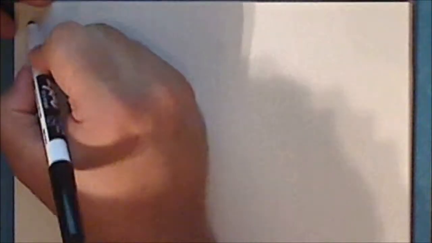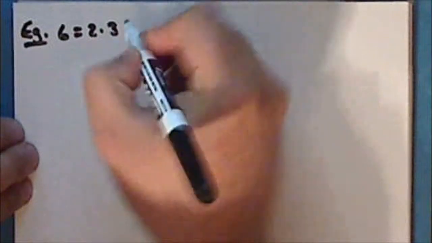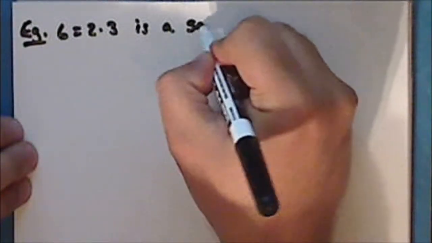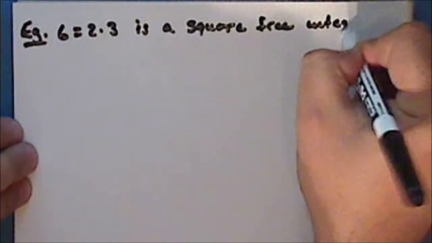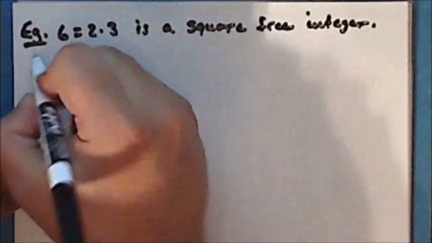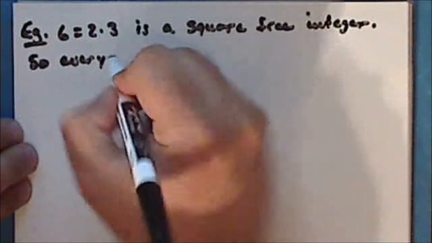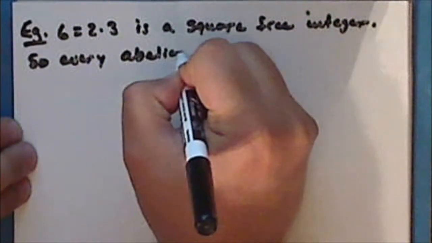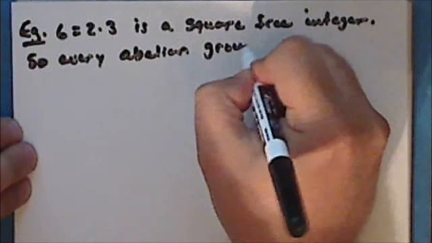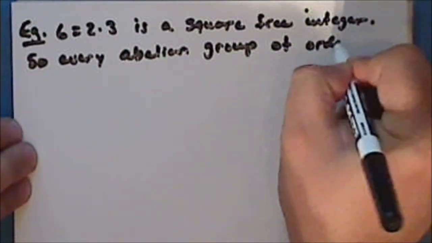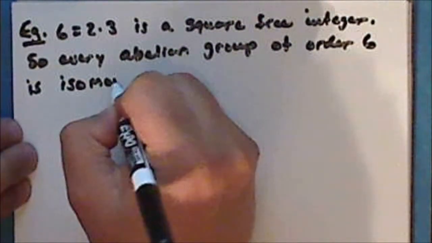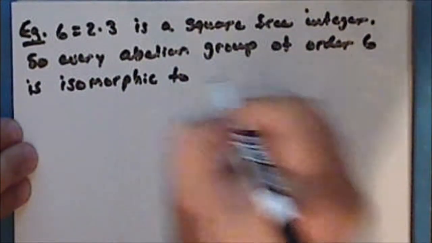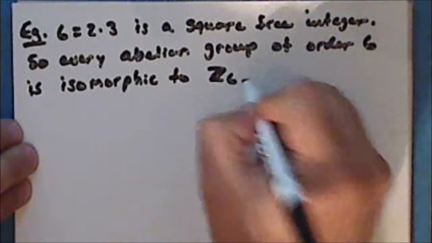So let's look at an example. 6, which is 2 times 3, is a square-free integer. So every abelian group of order 6 is isomorphic to the integers modulo 6.